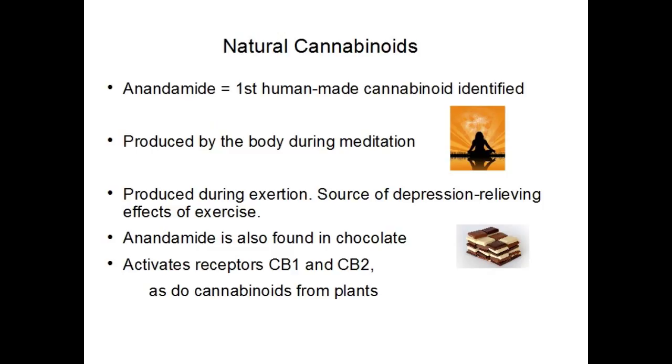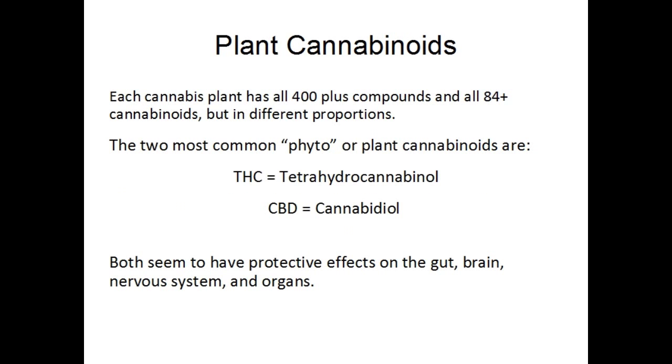Natural cannabinoids include anandamide, the first human-made cannabinoid identified. It's produced by the body during meditation, during exercise, and it's also found in chocolate. Anandamide activates receptors CB1 and CB2, as do cannabinoids from plants. Plant cannabinoids: each cannabis plant has all 400 plus chemical compounds and all 84 cannabinoids, but in different proportions. The two most common plant cannabinoids are THC and CBD. The cannabinoids work together to form a protective effect on the gut, brain, and nervous system.